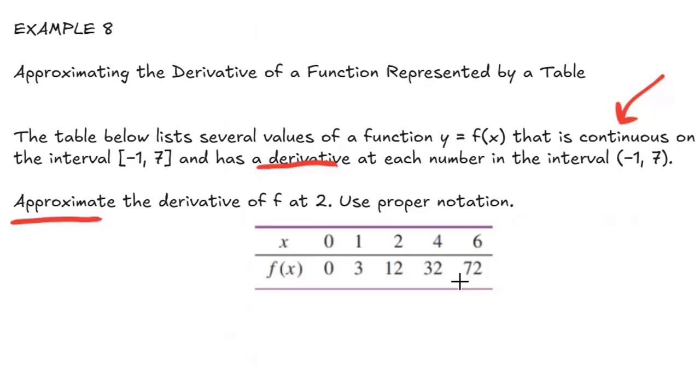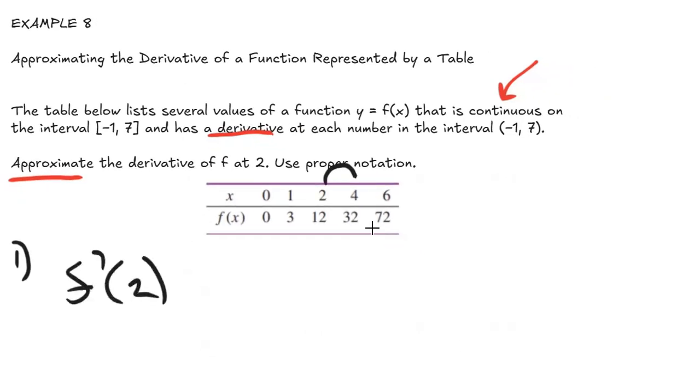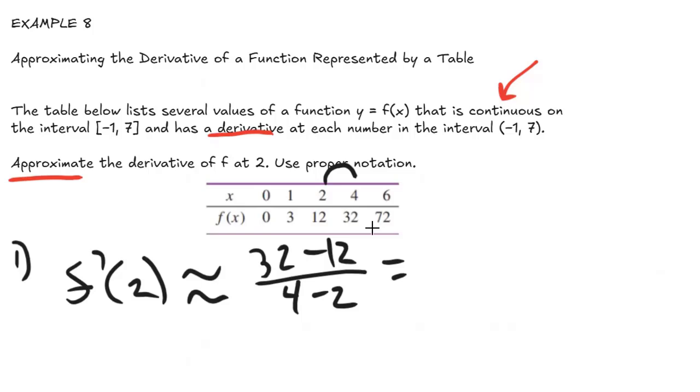Now, there's several ways to approximate the derivative of a function defined by a table, and each of them uses the average rate of change to approximate the rate of change, which is the derivative of f at 2. With this situation, each of these 3 methods is going to be appropriate. You don't have to do all 3. Any one of them will work. So the first one is to use the point that you're trying to find the derivative at and the point after it, so 2 and 4. So f prime of 2 is approximately (32 minus 12) over (4 minus 2). In other words, it's the average rate of change from 2 to the next point closest to it. And this is going to come out to 10.